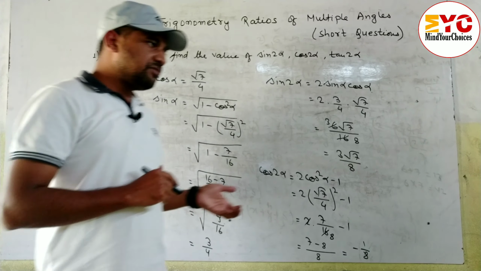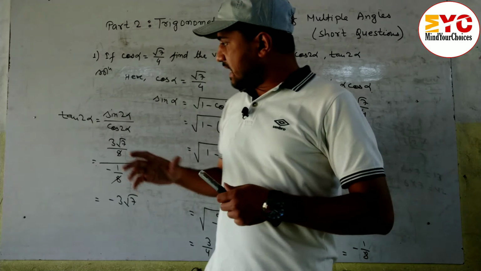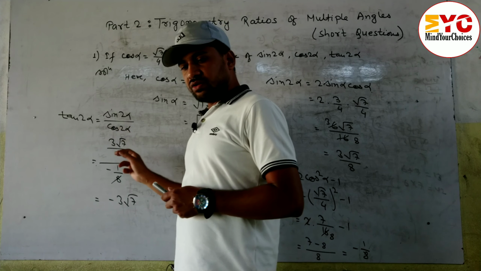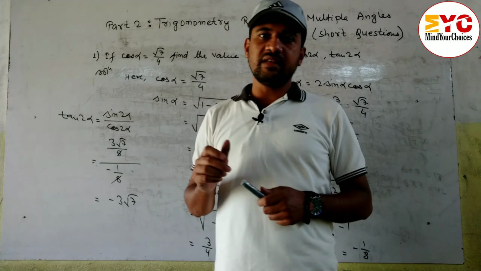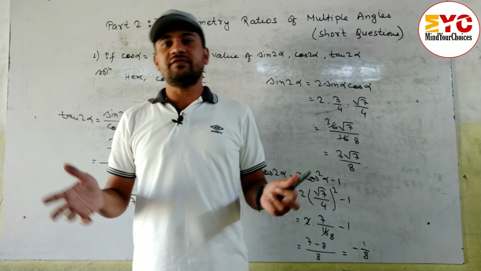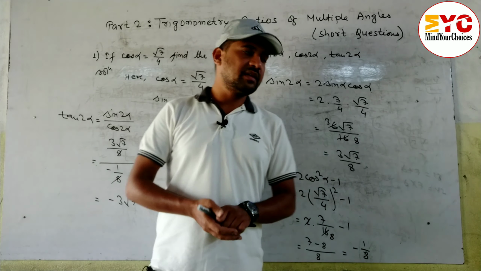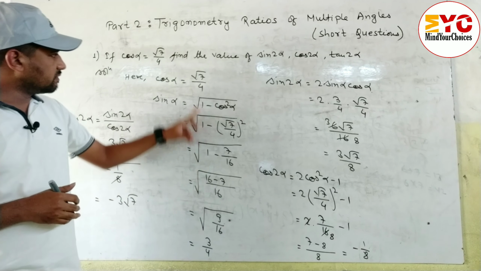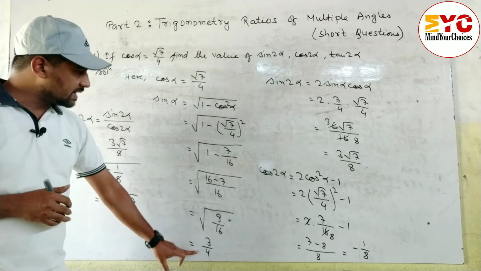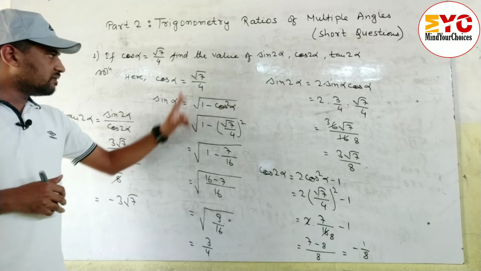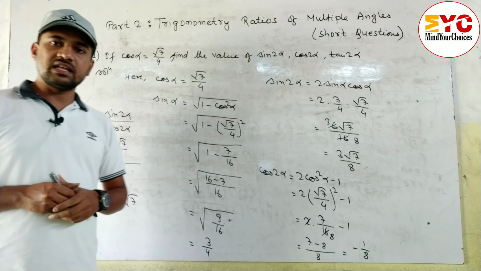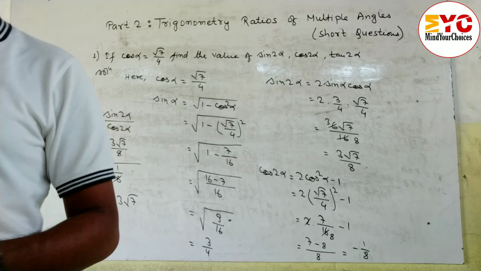Here, if you want to use the tan 2 alpha formula, 2 tan alpha by 1 minus tan square alpha, then you have to find out the value of tan alpha. How to find out the value of tan alpha? Tan alpha means sin alpha by cos alpha. Sin alpha means this, cos alpha means this. When you divide these two, we get tan alpha. Then you can use the tan 2 alpha formula in the form of tan. The first question is this.